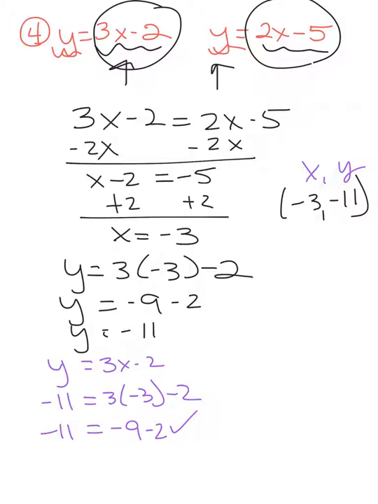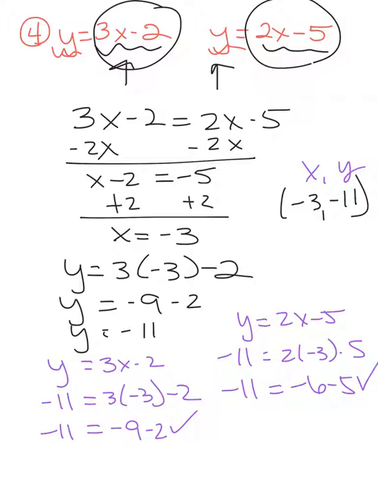I'll do the same thing for the other equation. So I have y is equal to 2x minus 5. Substitute negative 11 in. 2 times negative 3 minus 5. So I have negative 11 is equal to negative 6 minus 5, which is true. So again, negative 3, negative 11 is my solution to my linear system, and it is the point of intersection if I were to graph these two lines.